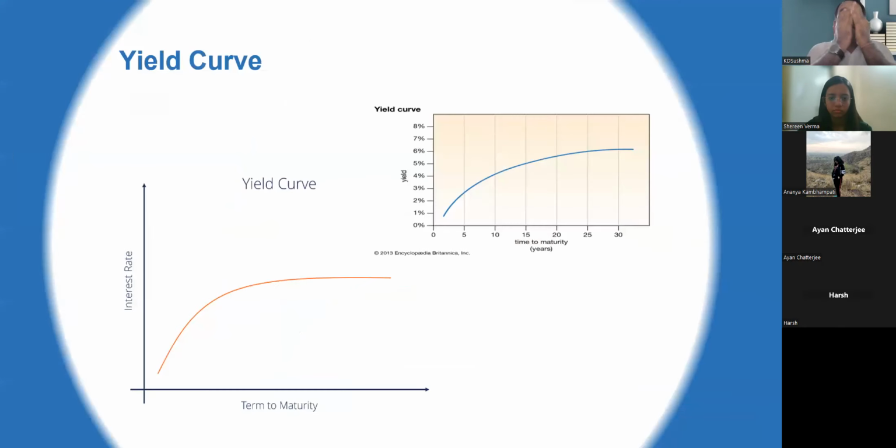Okay, so last lecture, what we discussed was about the yield and coupon rate. सबको समझ में आया था? Everyone got the idea about the coupon rate?